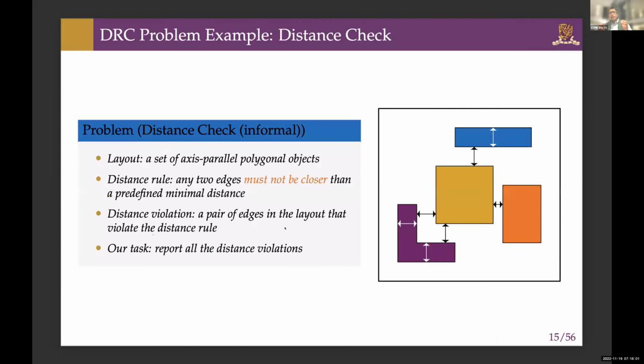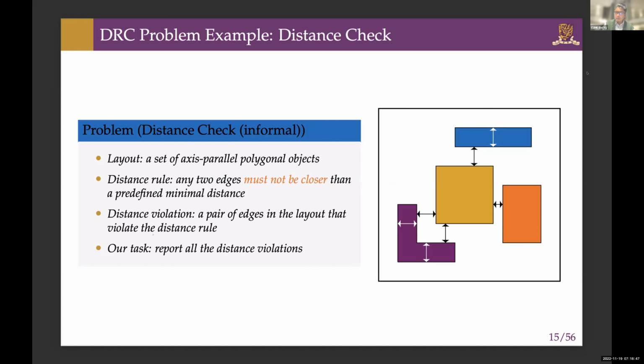Okay, here I give a very simple DRC example. It's the distance check. The informal definition is like this: given a layout, a set of parallel polygon objects, and a design distance rule, which means any two edges must not be closer than a predefined minimal distance. If a pair of edges in the layout violates the distance rule, we call this a distance violation. Our task is to report all the distance violations in minimal time.